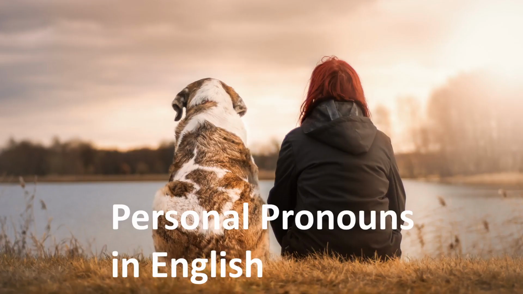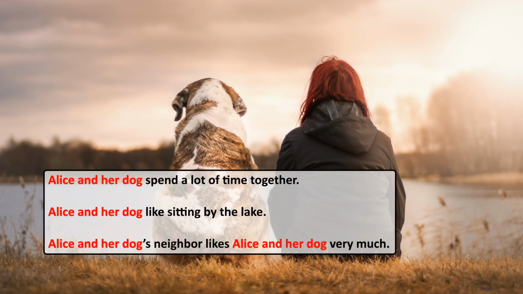And now let's get back to our topic. A personal pronoun is a word that represents a noun phrase in a sentence. It's used in order to avoid repeating the whole noun phrase or part of it. Have a look at this example. Alice and her dog spend a lot of time together. Alice and her dog like sitting by the lake. Alice and her dog's neighbor likes Alice and her dog very much. Now this is all correct, but this noun phrase, Alice and her dog, is repeated so many times. It is not necessary because in the following sentences we know what we're talking about, or rather who we are talking about. We're talking about Alice and her dog.